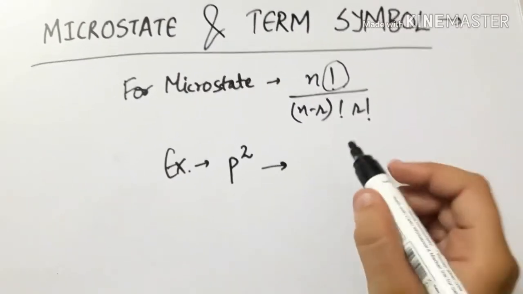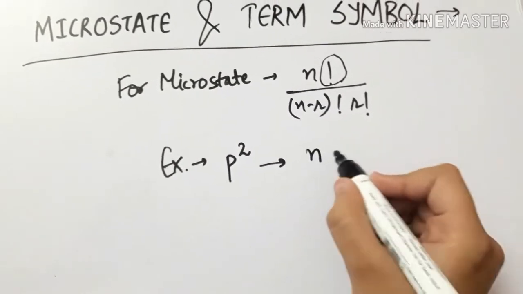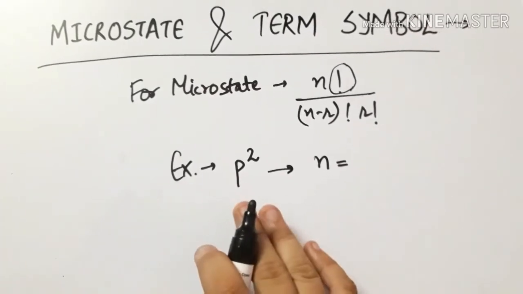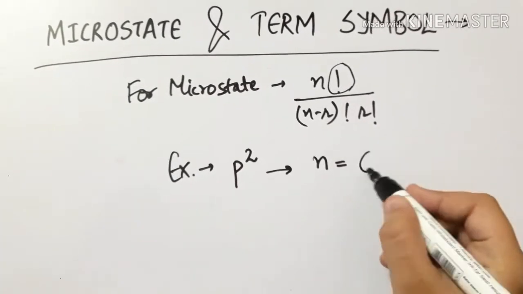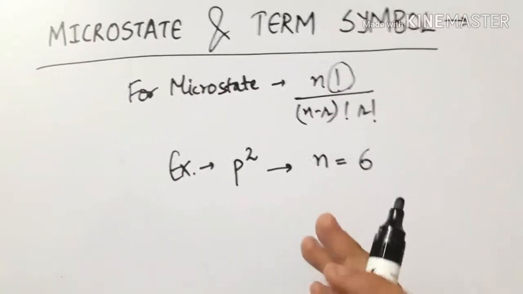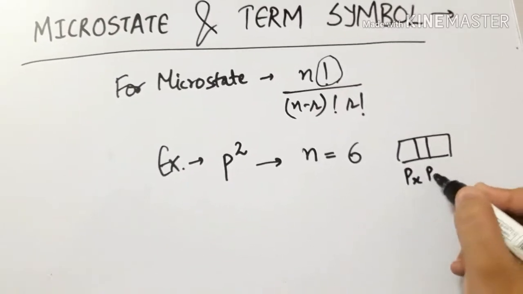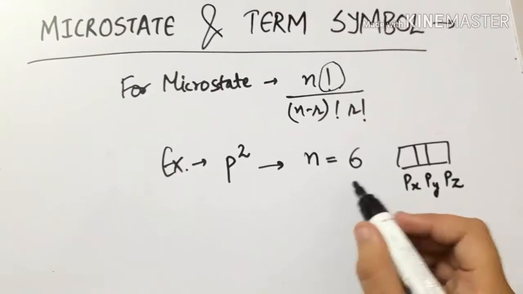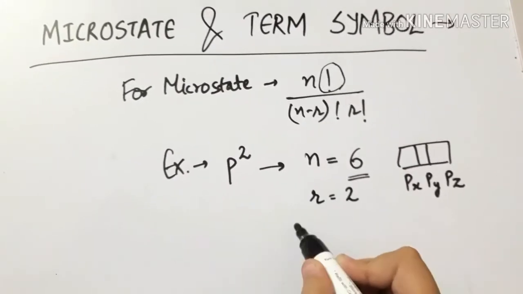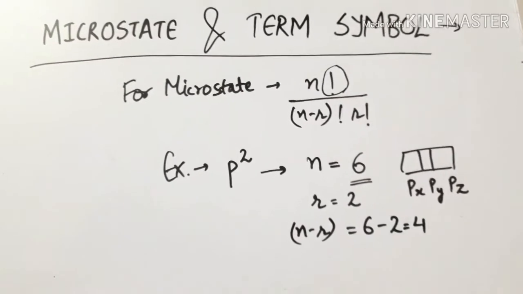So we have p2. For finding the microstate, for finding n, we have to take the total number of electrons, the maximum number of electrons that can be filled in the p orbital, that is 6, and it can also be called the double of the number of orbitals. So p has px, py and pz, so double of 3 is 6, so that is n, and r is 2, so n minus r is 6 minus 2, that is 4.